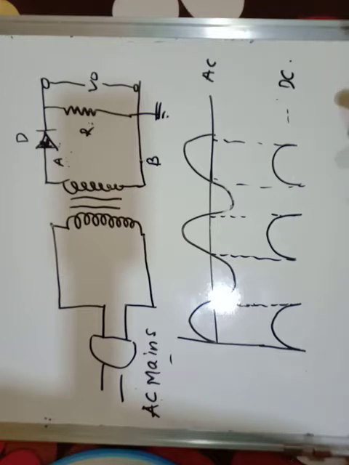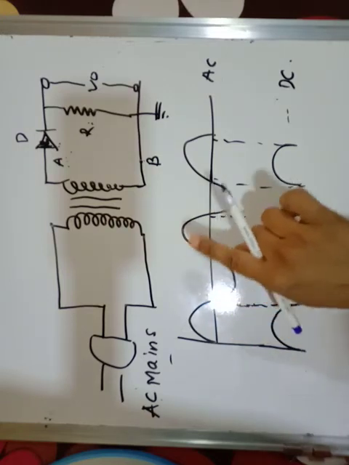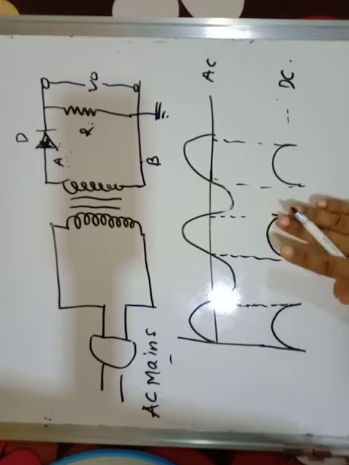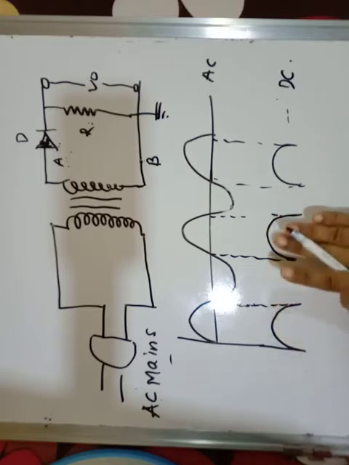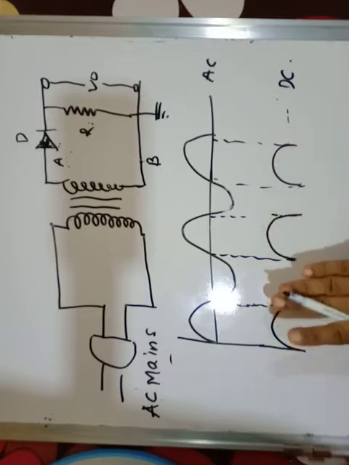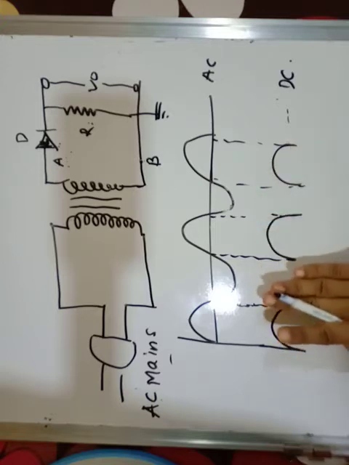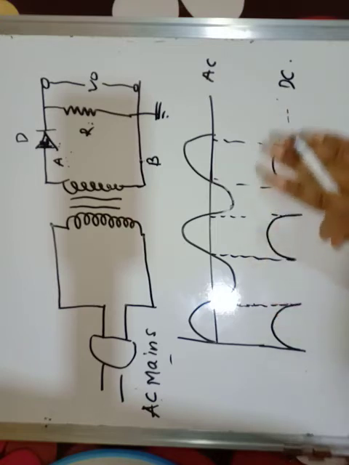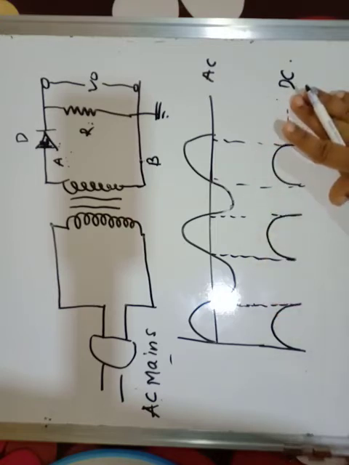So the diode conducts only one way, that is in the positive half cycle, and it rectifies, which means it omits the negative half cycle. Hence it is known as the half wave rectifier. Okay, so this is the working of the half wave rectifier.